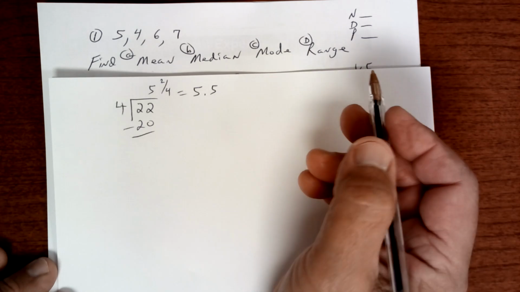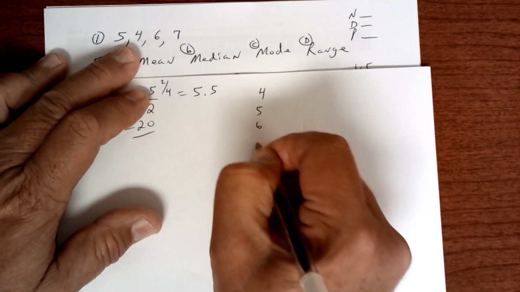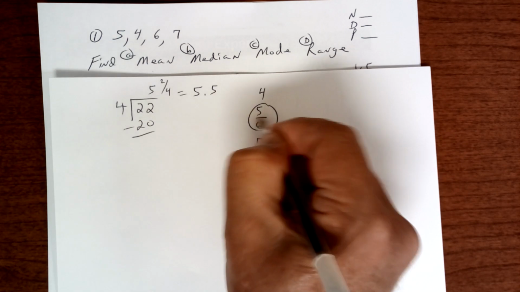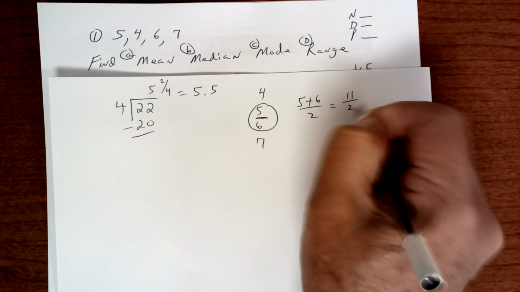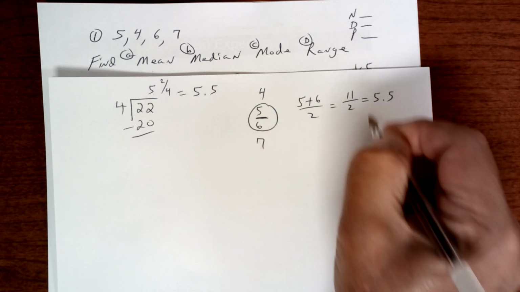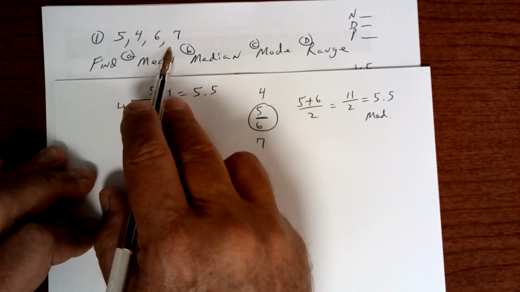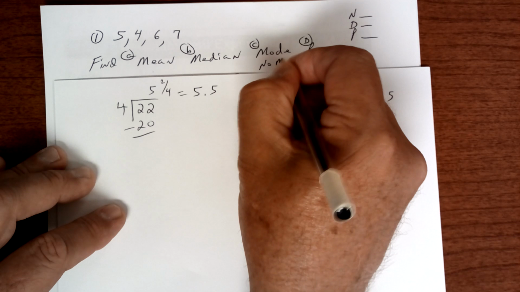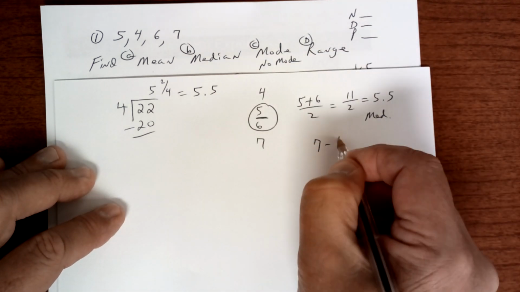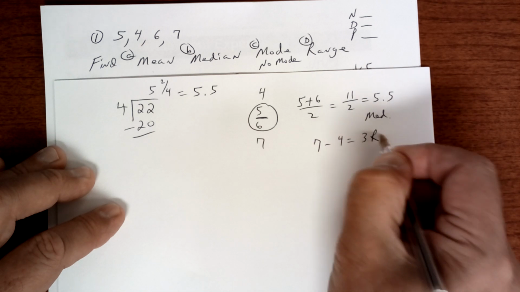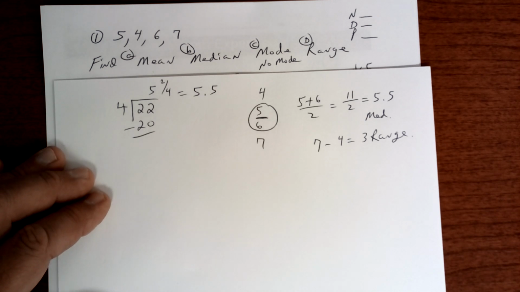The median's the one in the middle. So you got to line them up. 4, 5, 6, 7. There isn't one in the middle. So half of this, 5 plus 6 divided by 2 is 11 divided by 2, which is 5.5. That's the median. The mode is the one that occurs the most. There is no mode. This one right here, the range is big minus small. So 7 minus 4 is 3. That's the range. Now, there are some notes on the board for finding variance and standard deviation.